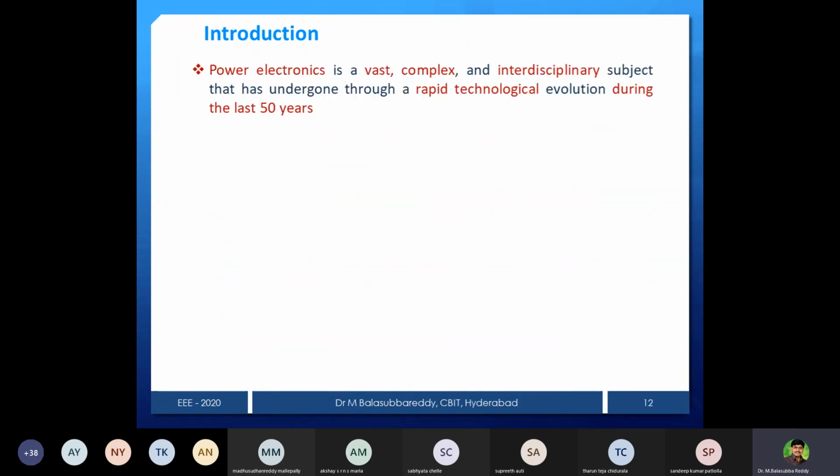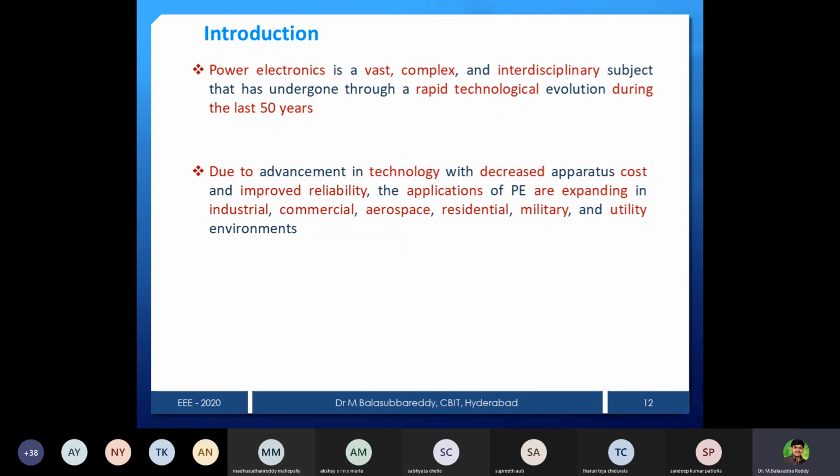And now, in the olden days, power electronics had rapid change, but still a lot of research is going on in power electronics. A lot of technology has been developed in the last 50 years, but due to advancement in technology over decades, the cost of the devices as well as the reliability of the devices and applications have all improved.